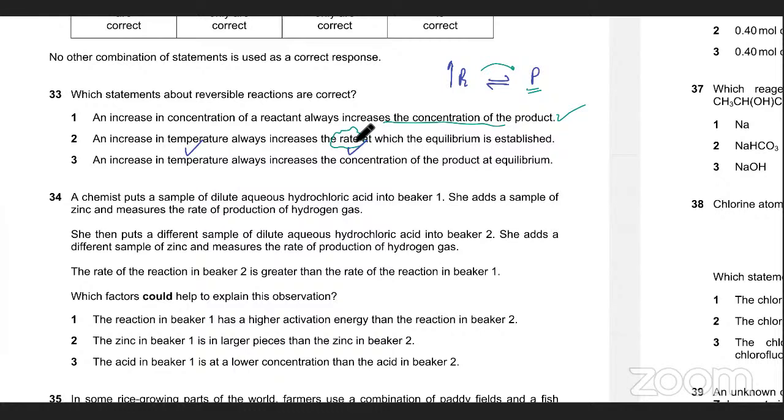So the second statement is correct. An increase in temperature always increases the concentration of the product at equilibrium. So when I increase temperature, which reaction would be favored? Both. Remember, I'm talking about the equilibrium position now. Both would speed up when you increase temperature, but which one would speed up more?